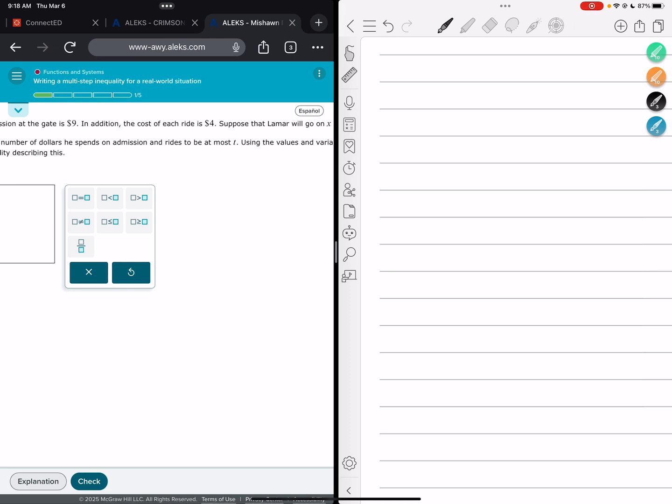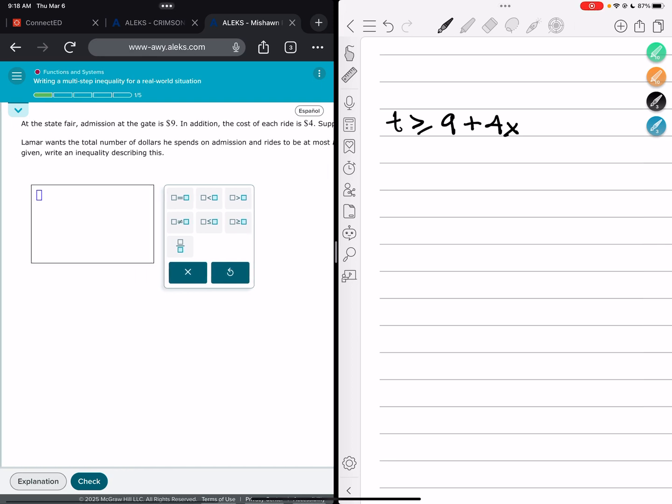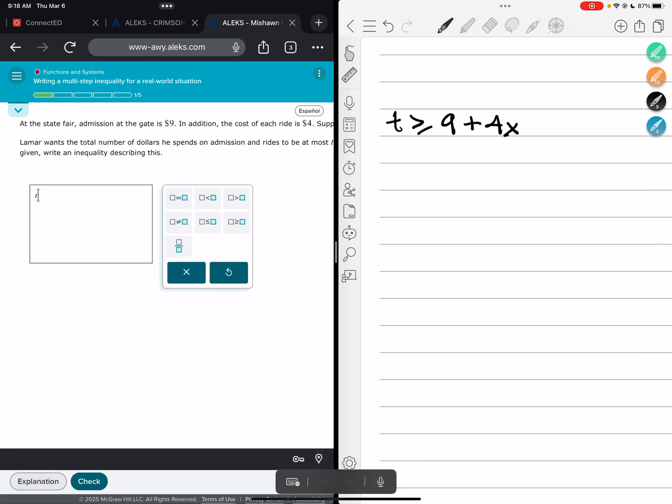So if he wants the biggest value to be T, that means I would write T is greater than or equal to, because that's the most he's willing to spend. He knows that if he goes, he has to spend $9 to just get in the gate, plus an additional $4 per ride he goes on, which they want us to write as 4X. So that's how we write his inequality. We'd go T is greater than or equal to 9 plus 4X, which we can check.